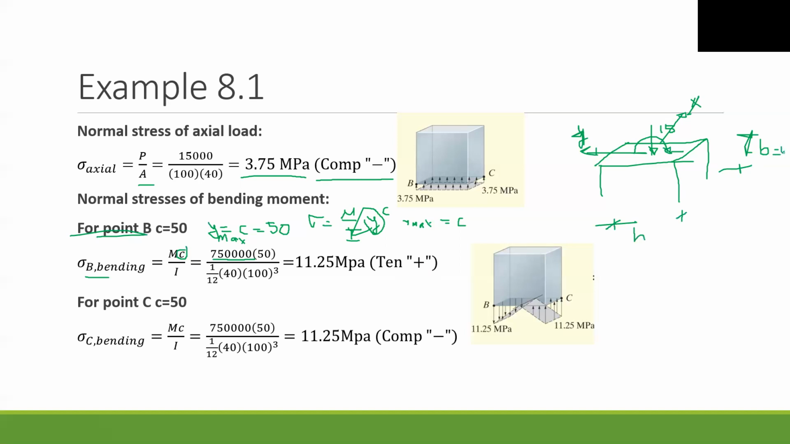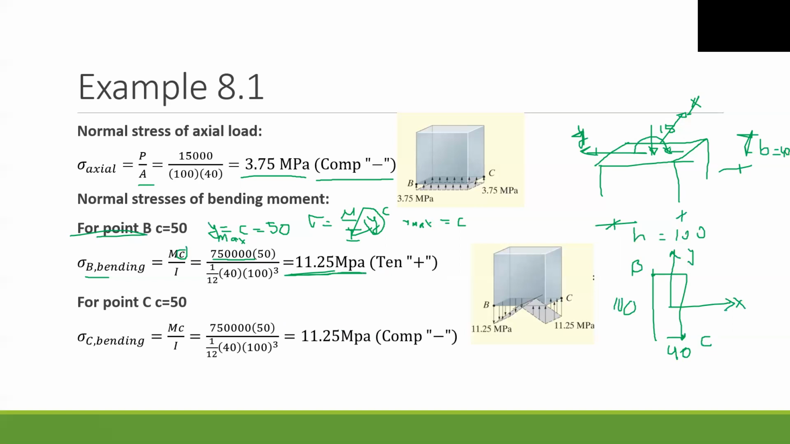H is equal to 100, like this. This is X, this is Y, this is 40, this is 100. This point is B, and this is point C. So if I apply this, I obtain 11.25 megapascal tension. Why is it tension?